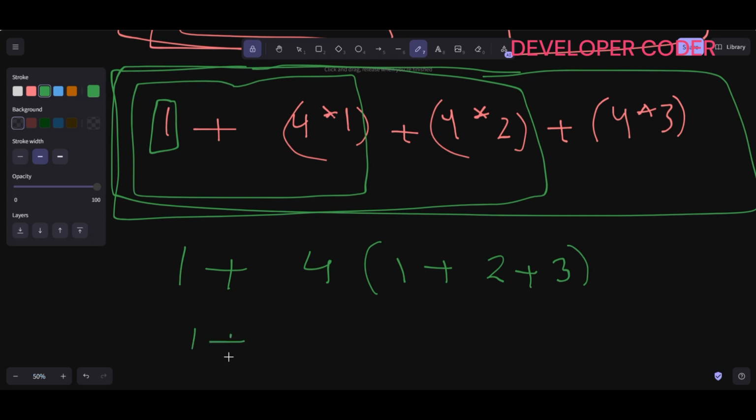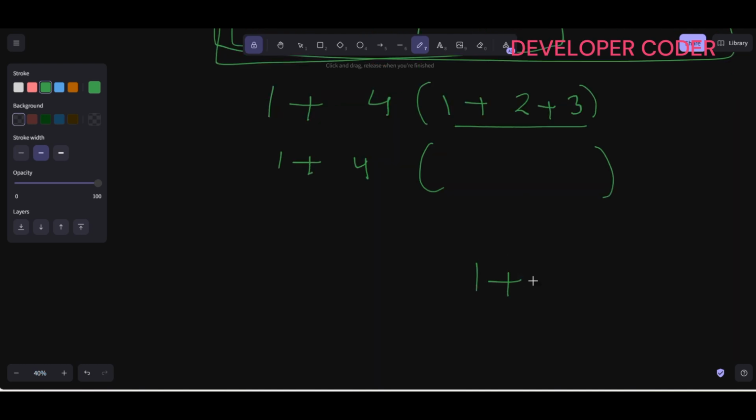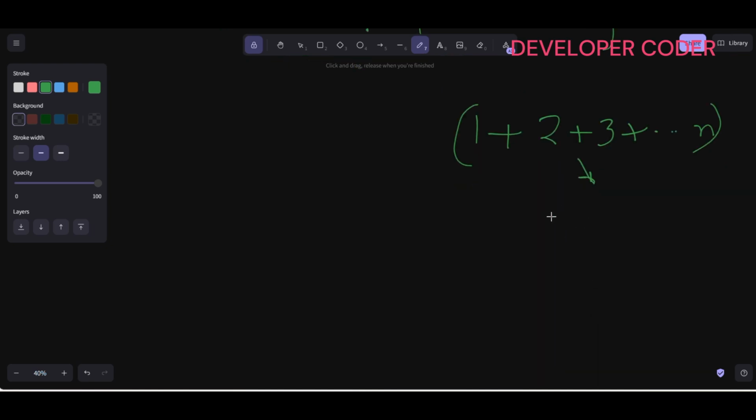So here 1 plus 4, and this is a number series, right? You know what is the summation of the first n natural numbers, right? In mathematics, 1 plus 2 plus 3, and let's suppose we have numbers until n. So how do we calculate the summation of these n numbers? We write it like this: n into n plus 1 divided by 2.